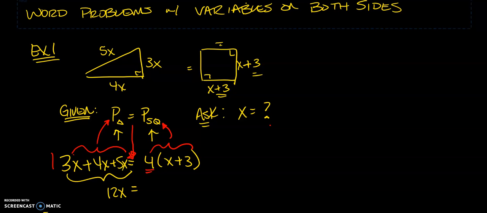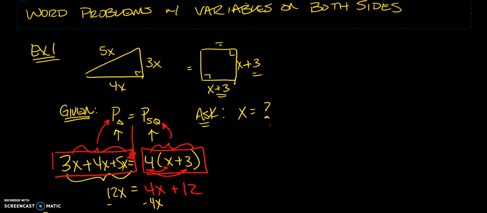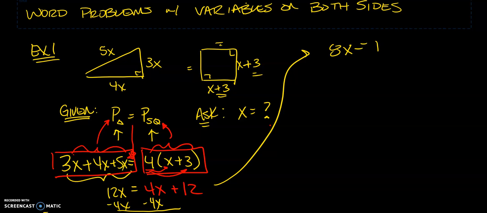So if I can write an expression for the perimeter of a triangle, I can put it on this side of the equal sign. If I can write an expression for the perimeter of a square, I can put it on the right side of the equal sign. And now I can solve accordingly. I've got to distribute the 4, so that's going to be 4x plus 12. Then I want to subtract 4x from both sides. That's going to give me 8x equals 12.